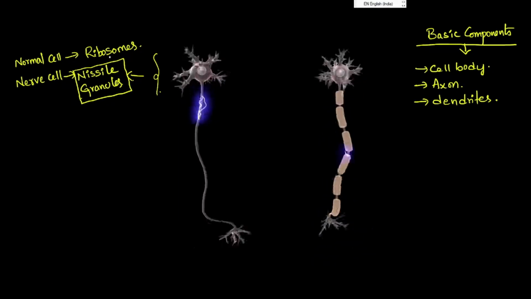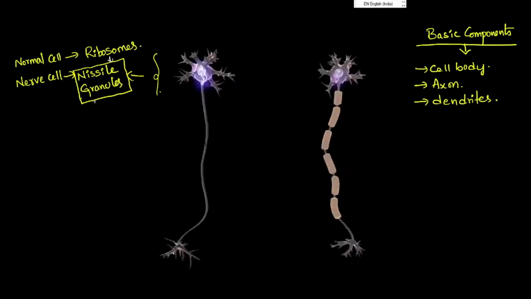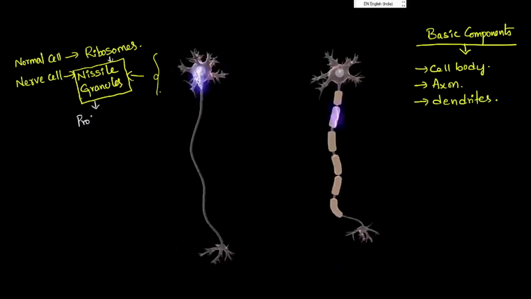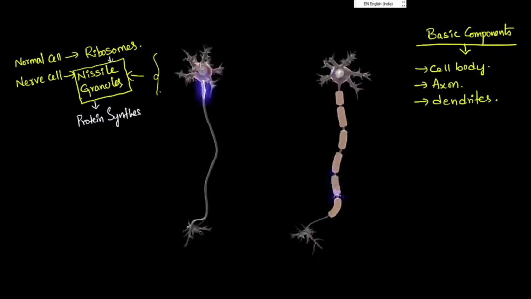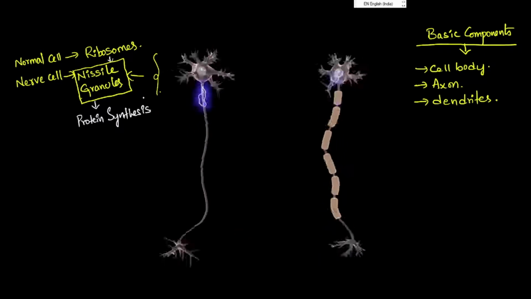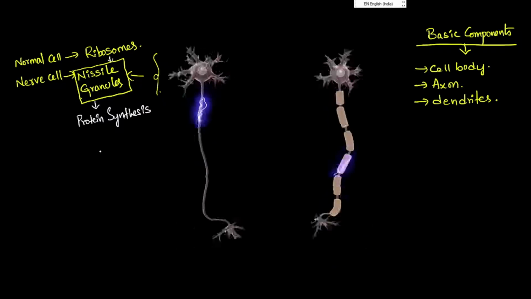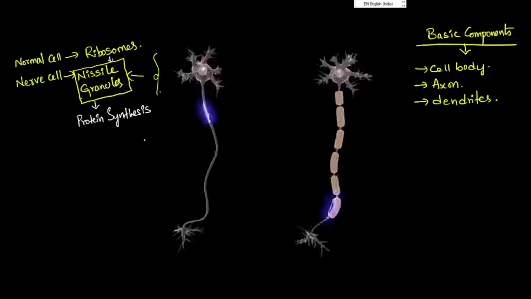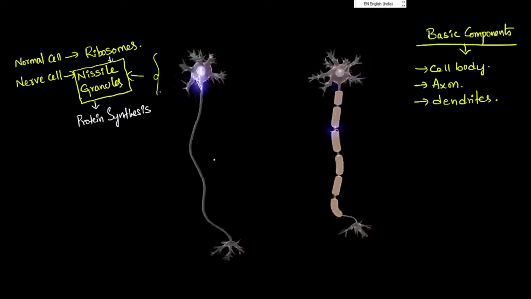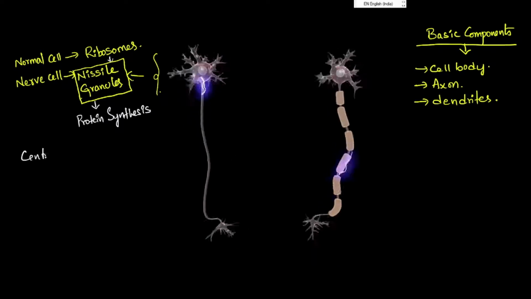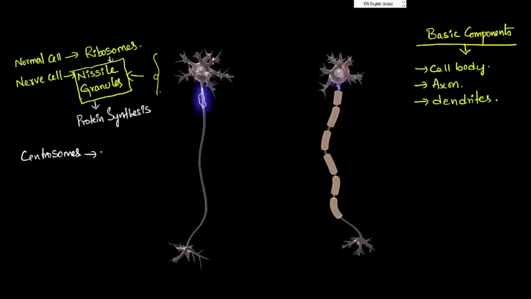Now what do these Nissl granules do in the nerve cell? They help in protein synthesis. Nissl granules function similar to ribosomes, helping in protein synthesis, students. That is one thing. And another one, friends: the nerve cell does not have centrosomes. Centrosomes are completely absent in nerve cells, friends.